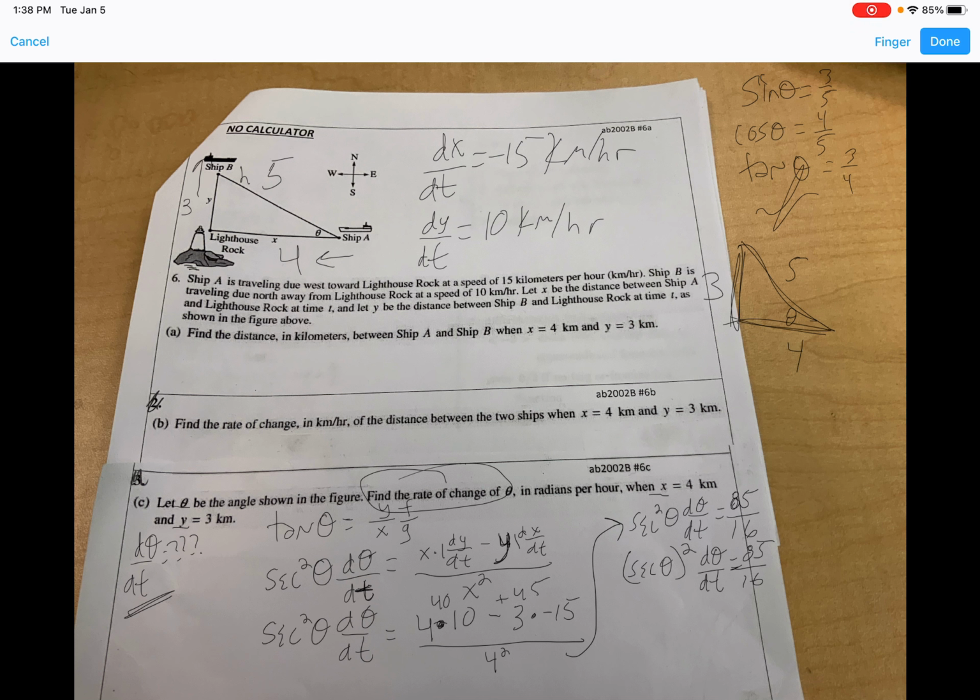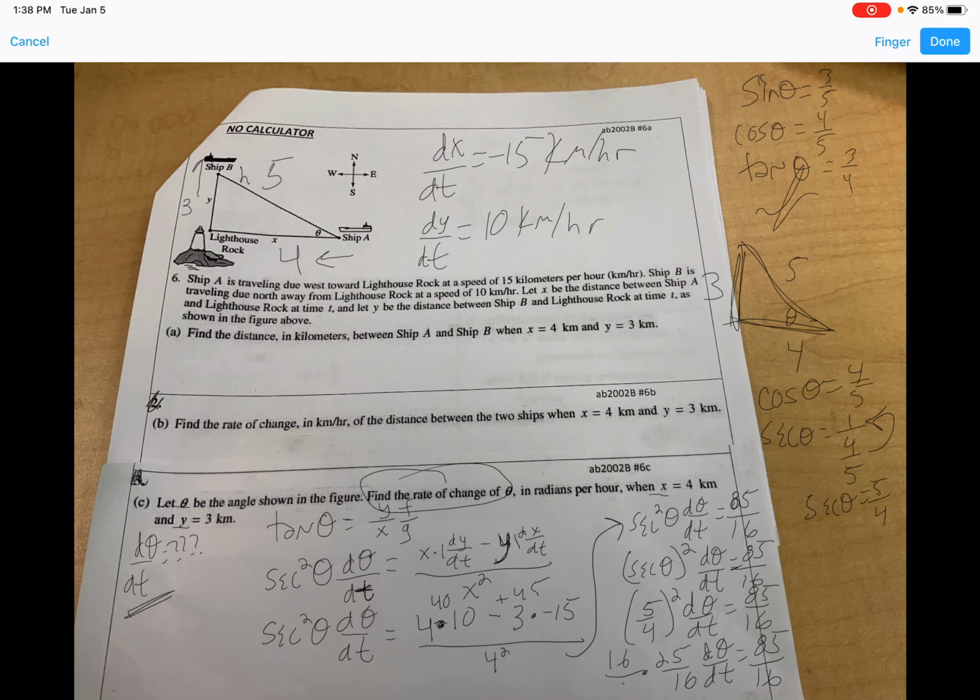Okay, secant of theta is 1 over cosine of theta. So if I know that my cosine of theta is 4/5, then the secant of theta is going to be 1 over 4/5, which when I flip and multiply, the secant of theta is 5/4. So really this is 5/4 squared d theta dt equals the 85 over 16. So 25 over 16 d theta dt equals 85 over 16.